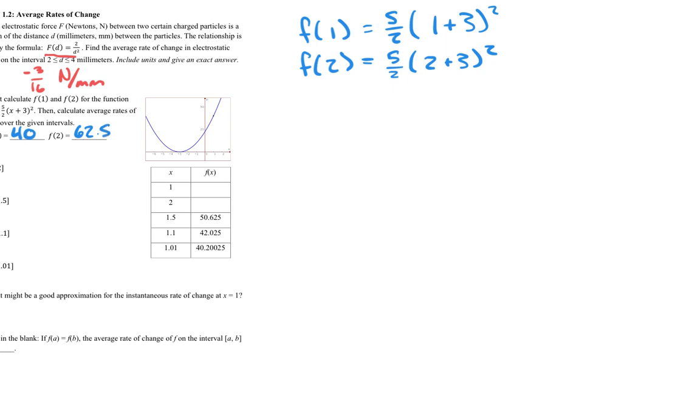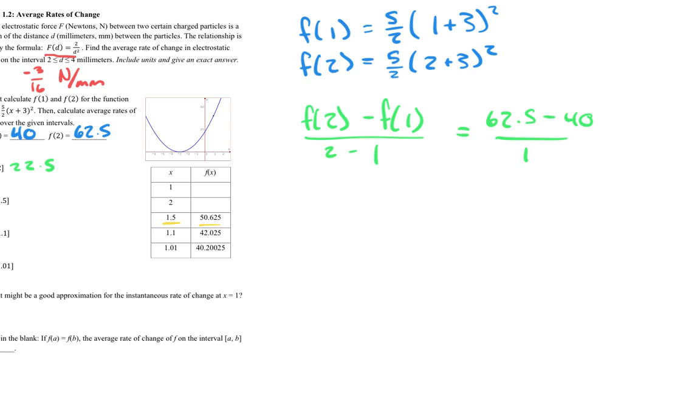So now we need to calculate the average rate of change over these intervals. So again, like on number 12, we use the same formula where we're going to have F of 2 minus F of 1 over 2 minus 1. So F of 2 we said was 62.5 minus F of 1 was 40 over 2 minus 1, which is just 1. So that gets us 22.5.